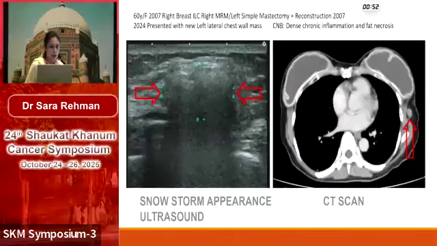In these images, this is a patient with a previous history of right breast cancer. She had bilateral mastectomy with Becker expander implant reconstruction in 2007. And in 2024, she presented with a new left lateral chest wall mass. This was initially assessed with ultrasound and CT scan, with a classic snowstorm sign on the ultrasound. Because it was a new clinical abnormality, this was biopsied and it showed dense chronic inflammation.